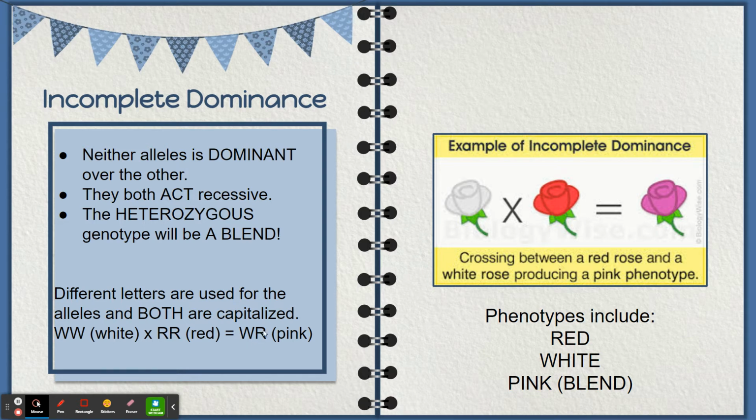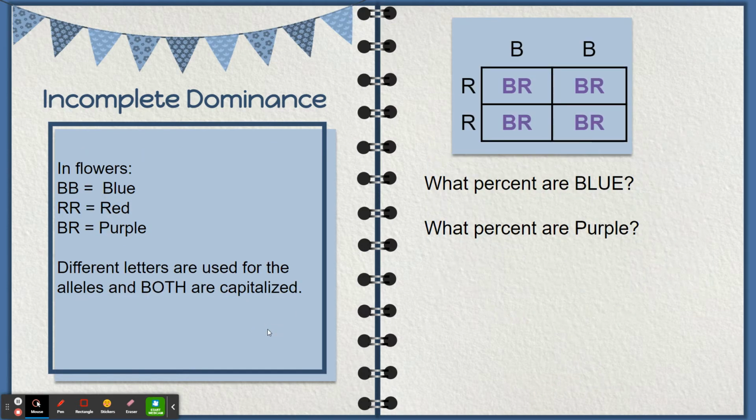That's incomplete dominance. So if you check this out, in flowers, we have big B, which is blue, big R, which is red. But notice when we're heterozygous, we have one of each letter, big R and a big B, it's purple. That's the blending of red and blue. So in the Punnett square here, I'm crossing a blue plant with a red plant. So take a minute to answer the questions about this Punnett square between these two flowers.